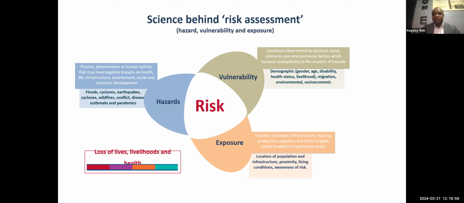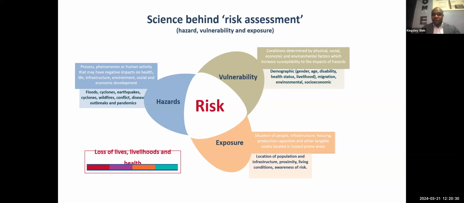And then the other parameter to describe here is vulnerability. That's looking at the conditions of not just people, again, but also other infrastructure conditions that increase susceptibility to the impact of the hazard. So here, again, some examples in the box: gender, age, disability, health status, migration. So there are still lots of factors that could increase the susceptibility of people to the risk.